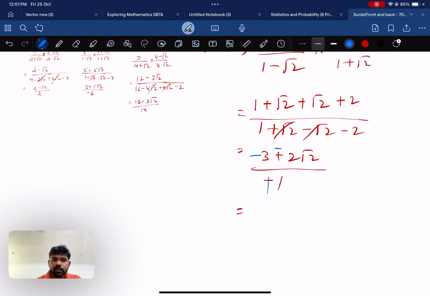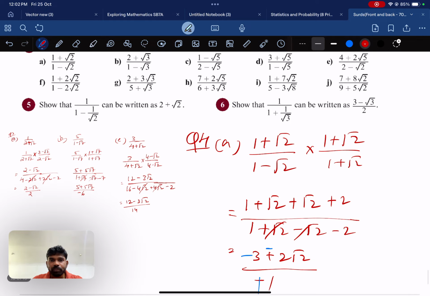Okay, let me keep it here. So my final answer will be minus of 3, let me change the color of my pen. My final answer will be minus of 3 minus of 2 root of 2. Okay, what did I do? Just removing the denominator negative sign, and because of that, the numerator signs changed. All the numerator signs changed actually. Plus becomes minus and minus becomes plus, like that it goes on.